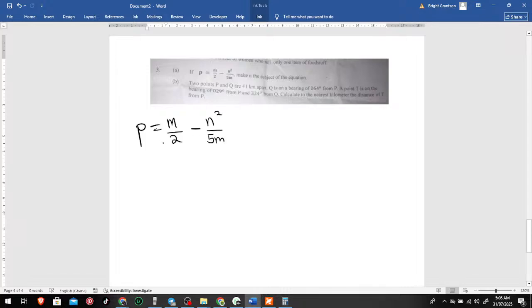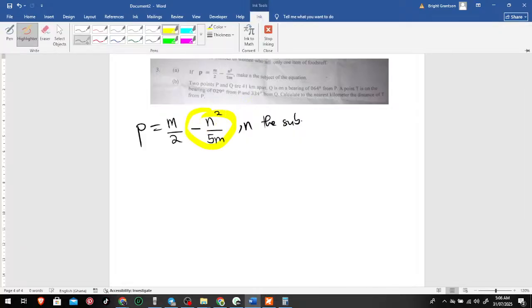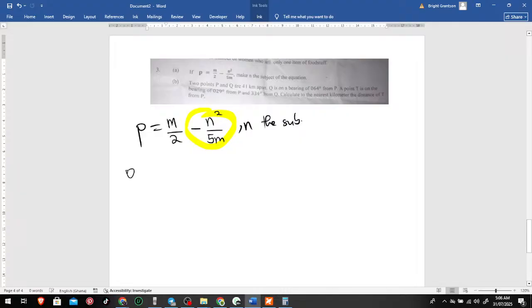So we have this. Make n the subject. So we want to let n stand alone. So let's move everything here to the other side. If you stand alone, it should be positive, right? So let's move everything of n to the other side. So we have n squared over 5m. We move it to the other side. And we also move the p to this side. Are we okay?